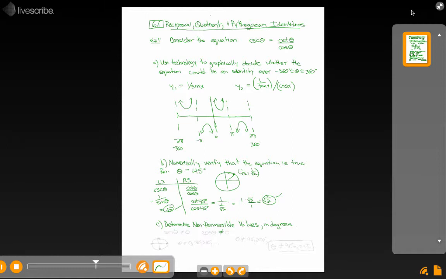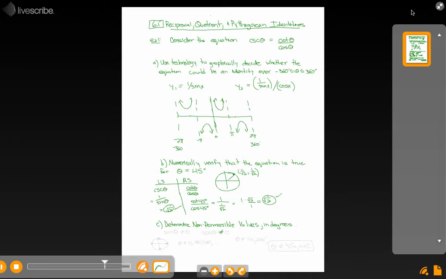The last thing we're asked to do with this equation is to determine non-permissible values in degrees. Non-permissible values, if you remember from previous courses and earlier in this course, stem from you having anything being divided by 0. We can't divide by 0. So look at any denominator that you have in this equation, in this identity, and see if any of them can equal 0, or don't let any of them equal 0.